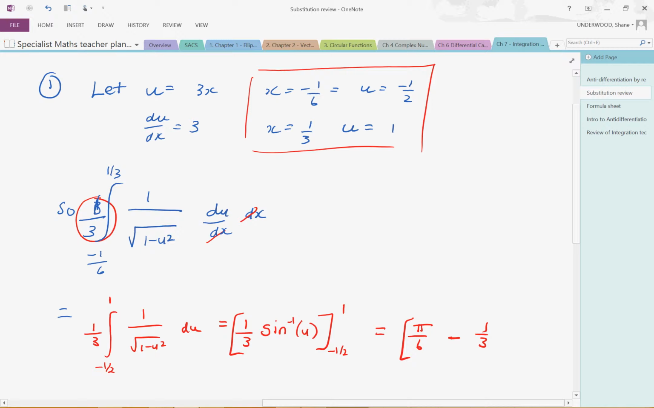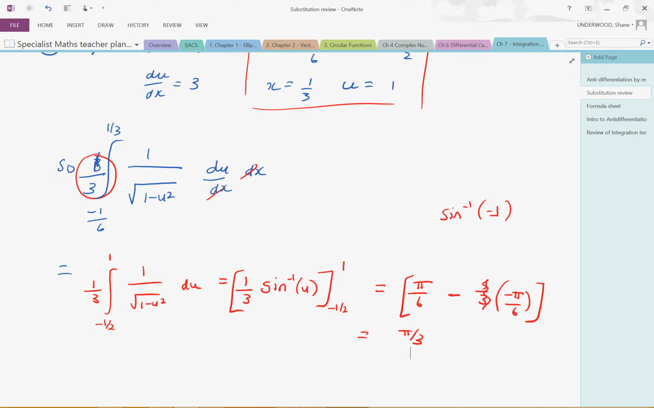So negative inverse sine of negative a half. Well, what's inverse sine of negative a half? Minus pi on 6, yeah. So we've got minus pi on 6, is that correct? Yeah. Good. Which is equal to 2 pi on 6 or pi on 3. Did we get that? 2 pi on 6? Is that what you guys got? 2 pi on 9. Oh.